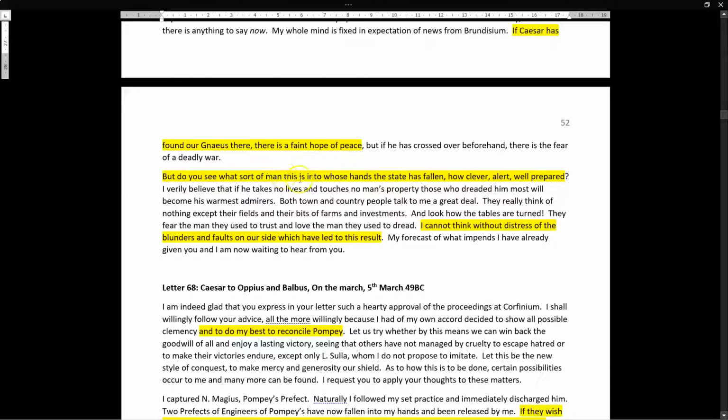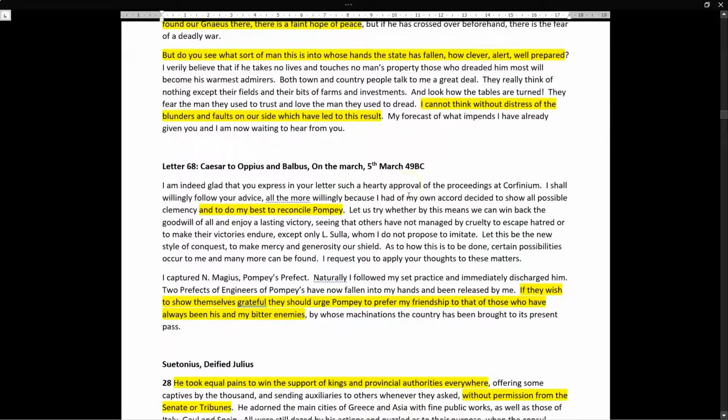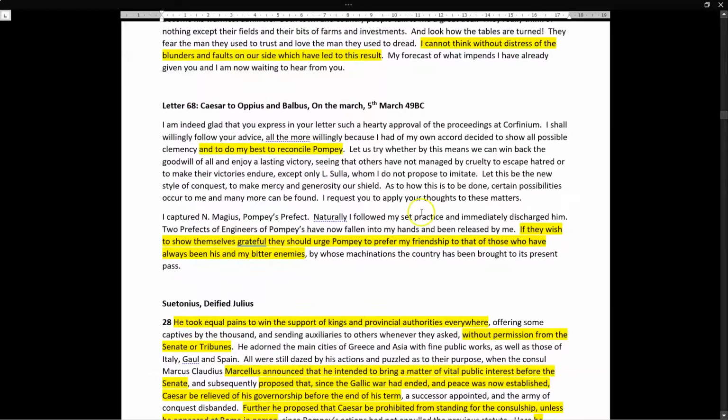"But do you see what sort of man this is, into whose hand the state has fallen, how clever, alert, and well prepared?" So had Caesar been planning this all along? Probably not, to be honest. But he also points out, "I cannot think without distress of the blunders and faults on our side which have led to this result." So he's quite critical of the Senate's behaviour, particularly the consuls' behaviour, in provoking Caesar's actions.